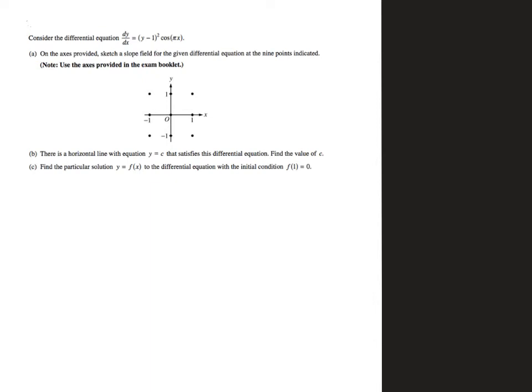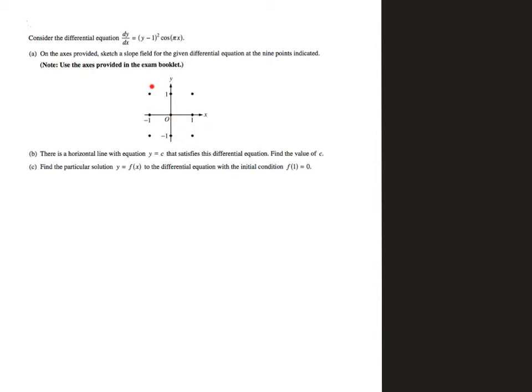Alright, in this video we're going to go over the AP Calculus B FRQ number 5 from 2006 Form B. So we're given a differential equation and we're asked to sketch a slope field at 9 different points. And when we look at our diff EQ, sometimes this can be kind of a scary one. We've got y's and we got cosine here.